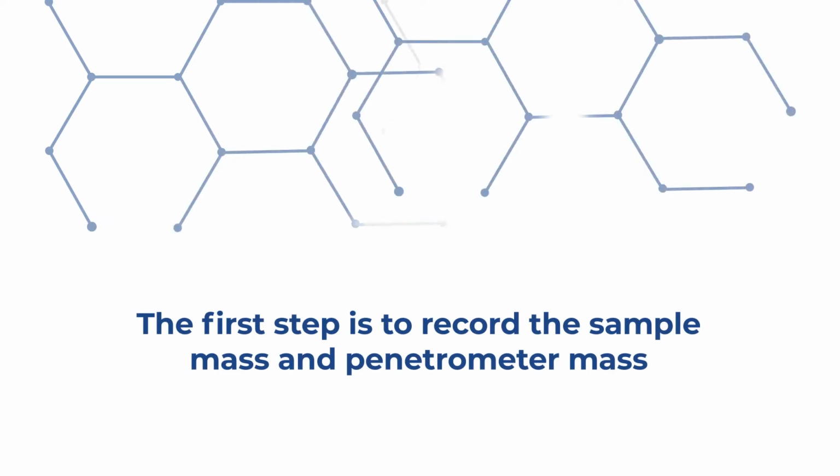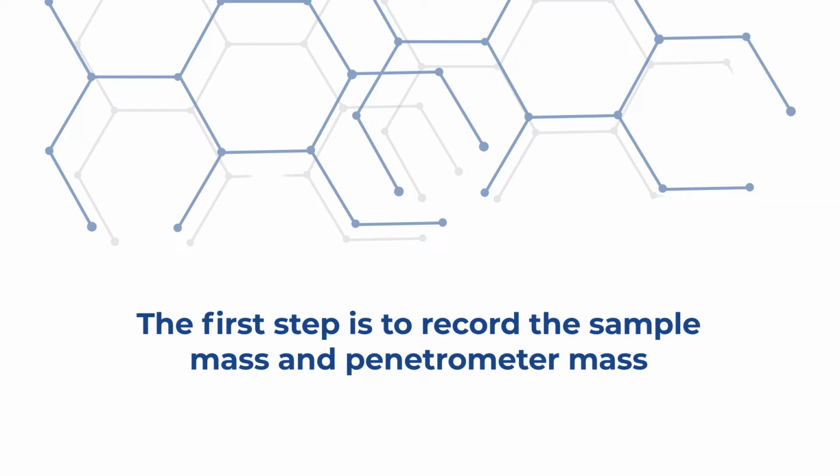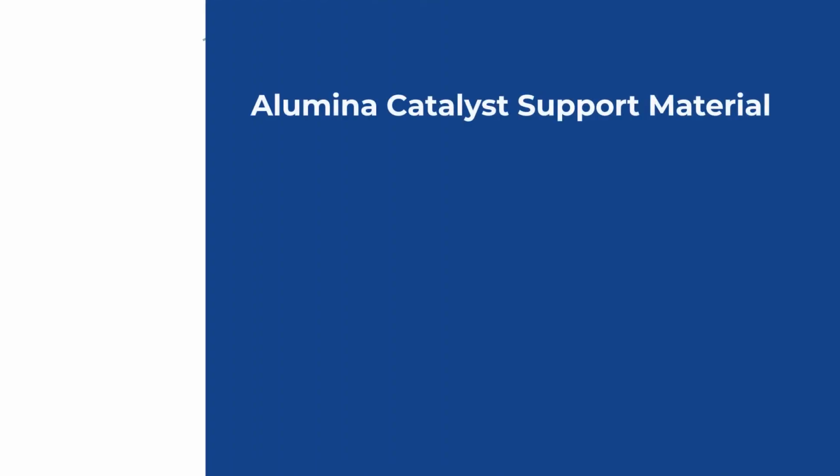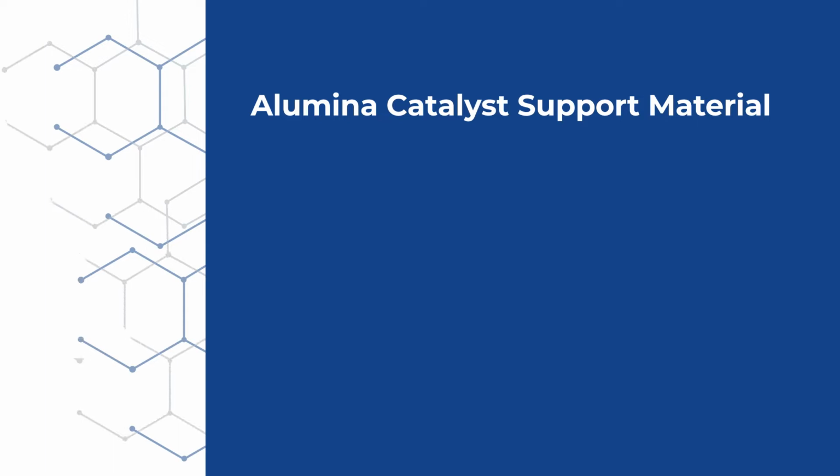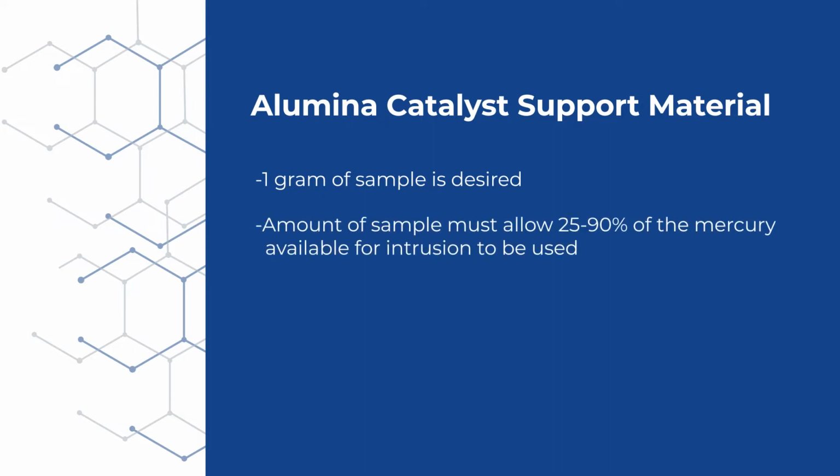First, Chris will demonstrate loading a sample into an empty penetrometer and then sealing the penetrometer for analysis using the AutoPore. He will determine and record the sample mass as well as the penetrometer mass, both of which are needed for calculations of specific intrusion volume and material densities. Initially, Chris is going to determine the mass of the sample test portion. Today, he is analyzing an alumina catalyst support. Now, Chris has analyzed materials like this before and wants about 1 gram of sample.